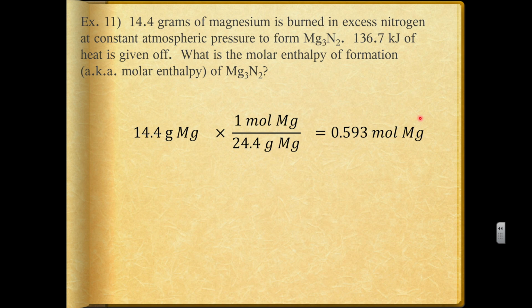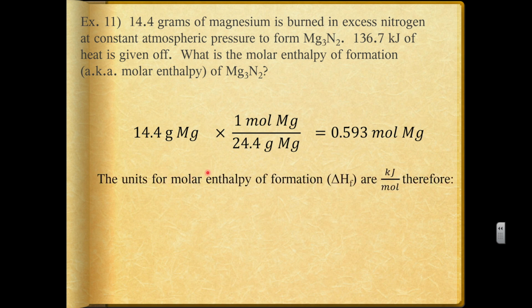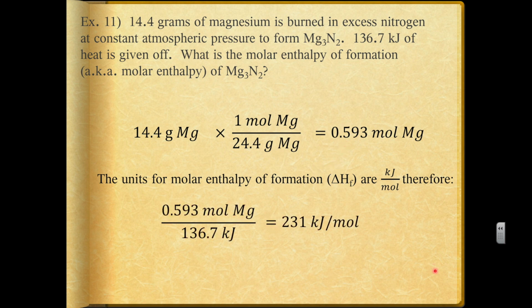Now remember that the molar enthalpy of formation, this delta H, and sometimes you see an F there, don't panic if you do, the units are kilojoules per mole. So all I'm going to do is take this kilojoules that I see right here and divide by my moles. And then I'll type in the calculator, and that's exactly what I get. That is the molar enthalpy of Mg3N2.